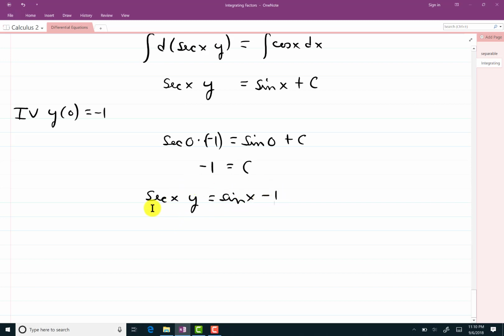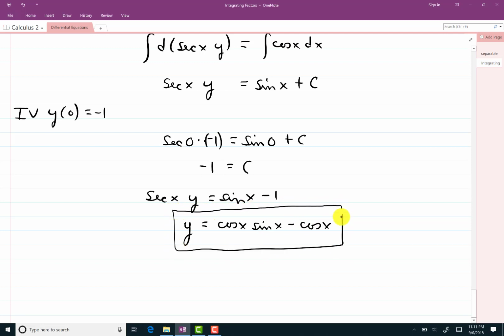Now if I want to get y by itself, I'll divide by secant of x. Well, if I divide by secant of x, that's no different than multiplying through by cosine of x. So I'll get y equals cosine of x times sine of x minus cosine of x. And there is my explicit solution.